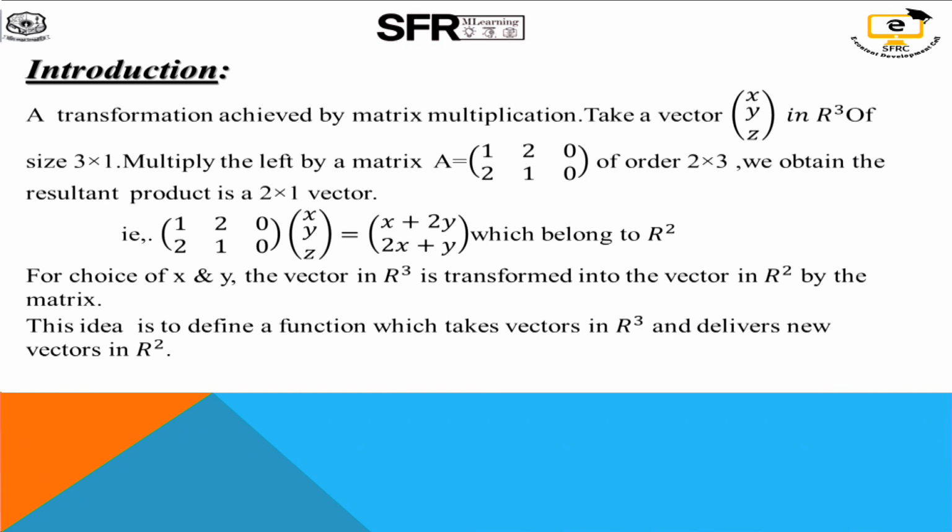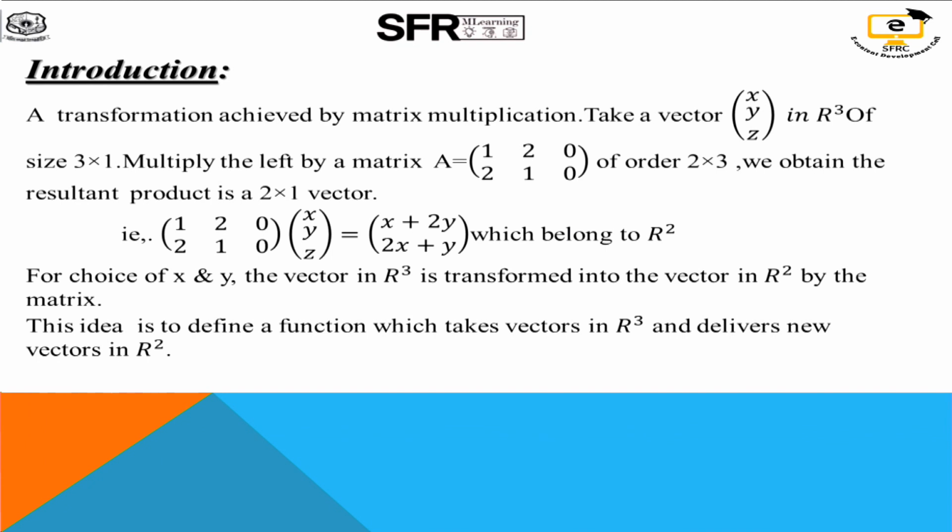Here also in R3, that is a three-dimensional space, we are taking a vector which is of size 3 cross 1, x, y, z. Multiply the left hand side of this vector by a 2 cross 3 order matrix A. Here I am taking the matrix 1 2 0, 2 1 0. Now I multiply this matrix on the left side of the vector in R3. Here you obtain the resultant product vector of size 2 cross 1, that is x plus 2y, 2x plus y, which belongs to R2.